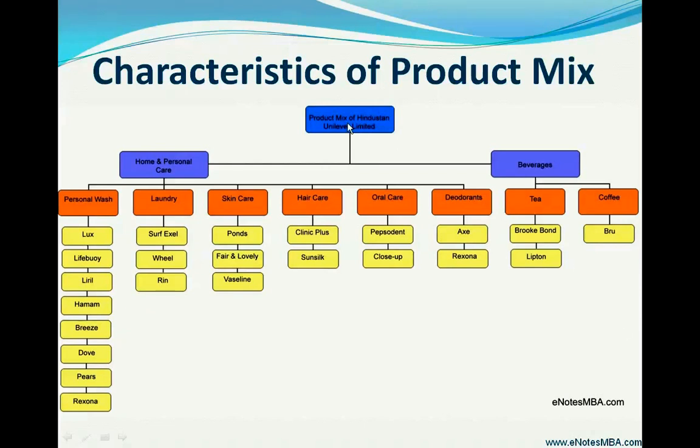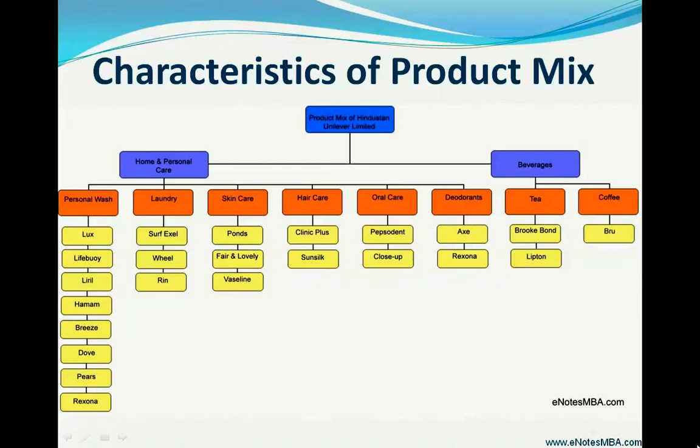Here is the example of Hindustan Unilever Limited to explain the characteristics of product mix. Here you can see Hindustan Unilever Limited deals in home care products, personal care products, and beverages. Under personal care and home care products, there are 6 product lines named as personal wash, laundry, skin care, hair care, oral care, and deodorants. Under beverages, there are 2 product lines named as tea and coffee.